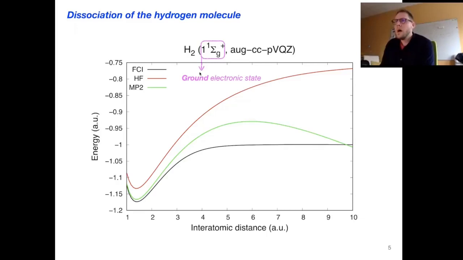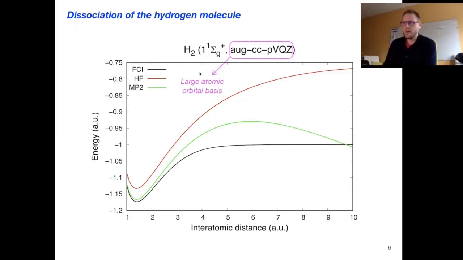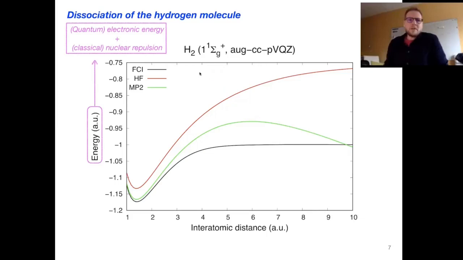This barbarian name, augmented cc-pVQZ, refers to a so-called quadruple zeta basis set. This is a large basis set composed of diffuse orbital functions. The reason I highlight this is that you will see later on that it has an impact on the quality of the orbitals you get from the Hartree-Fock calculation. I will come back to that, but it is important to remember. What I'm plotting here is the total energy of the molecule, the quantum energy of the electrons plus the classical nuclear repulsion, and I study how this varies with respect to the bond distance.